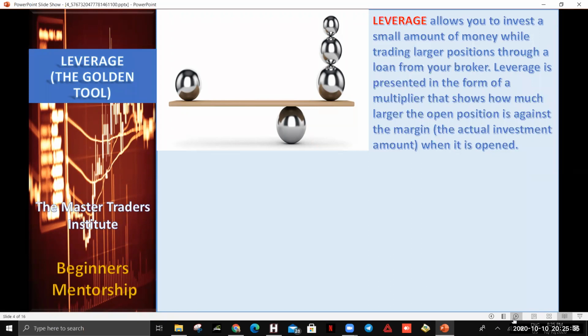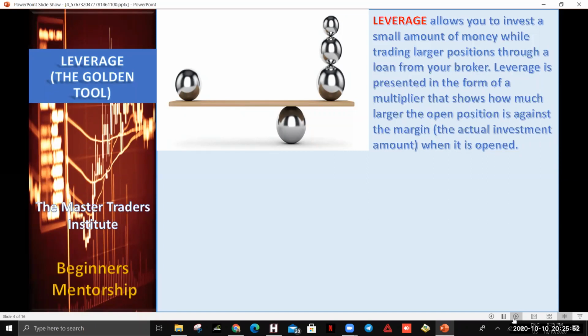Your broker gives you leverage. Depending on how you opened your account, you see where they wrote leverage 1 to 10, 1 to 500, 1 to 1,000, 1 to 200. That is the leverage that you have when you are trading. It depends on how much you have in your account.